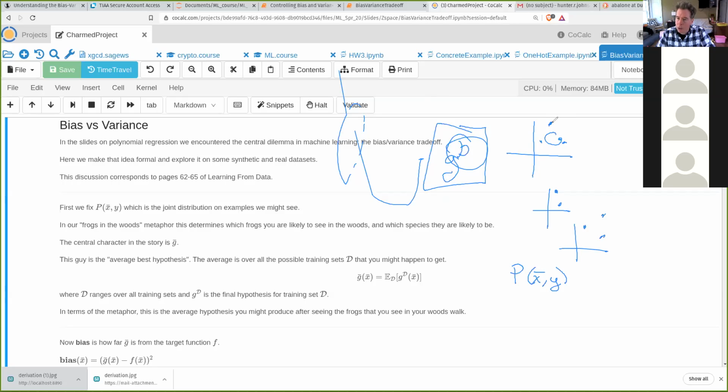Like if these 3 points were the data set and you did regression, then GD might be this line. But if this was the training data, then this would be GD. And if this were the training set, then this might be GD. So GD is just the best hypothesis for the training data that you get.